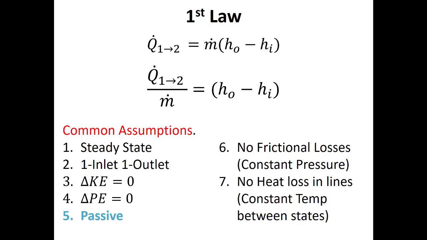What the problem asked me for is Q dot over M dot, because they didn't tell me the mass flow rate, and that's just going to be H out minus H in. I don't know Q dot over M dot, I don't know H out, and I don't know H in. So it's time for me to fix the states using my SUVA chart.